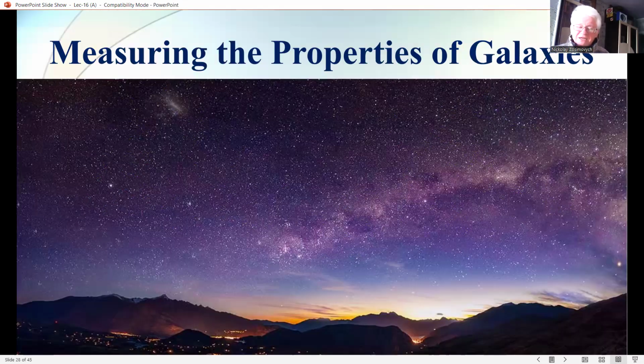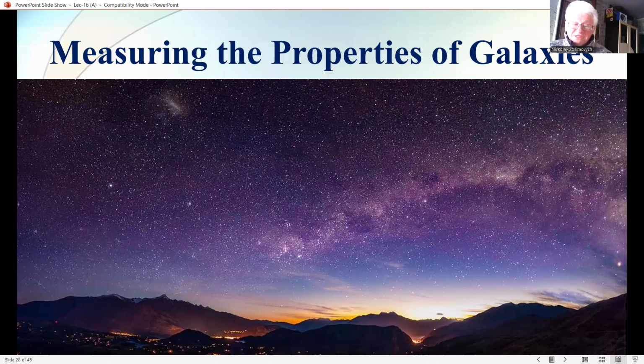And we come to the next subtopic of today's lecture, measuring the properties of galaxies. Looking beyond the edge of our Milky Way galaxy, astronomers find many billions of galaxies. Great clusters, some containing thousands of galaxies, fill space as far as telescopes can see. What are the properties of these star systems? What are the diameters, luminosities, and masses of galaxies?